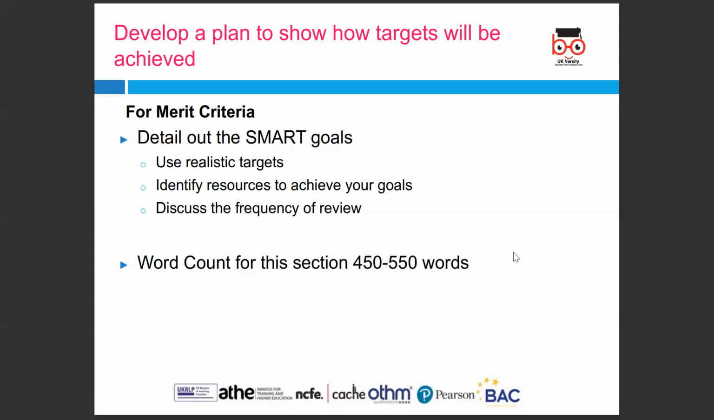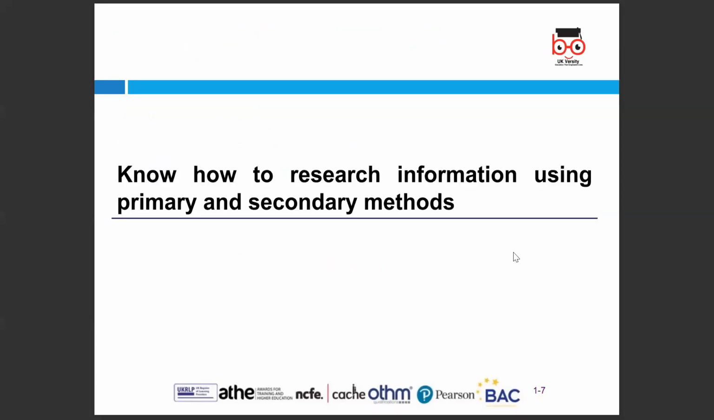You will also identify any issues in regards to short-term and long-term goals, and you would look at the SMART goals in regards to that. That is to achieve a merit criteria, and the word count for this section is 450 to 550 words.